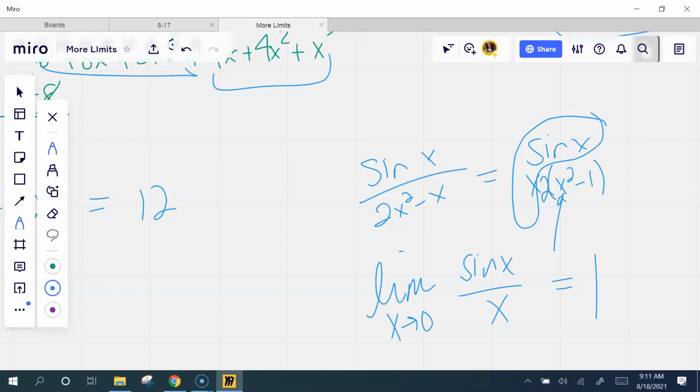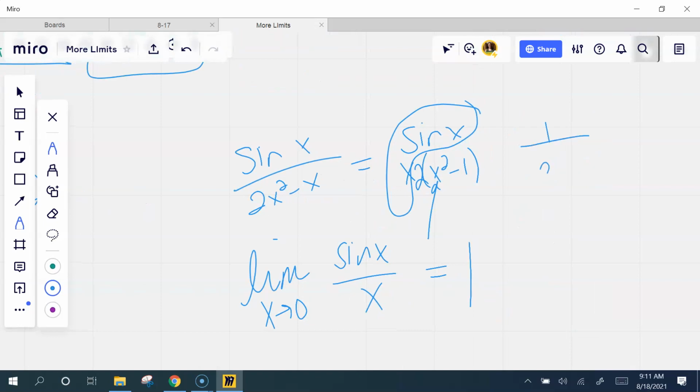Oh, sorry. So that one equals 1 and then that one's 0? It'd be on the inside. The 2 is on the x, on the inside. 2x squared minus 1. Oh, okay. Sorry.